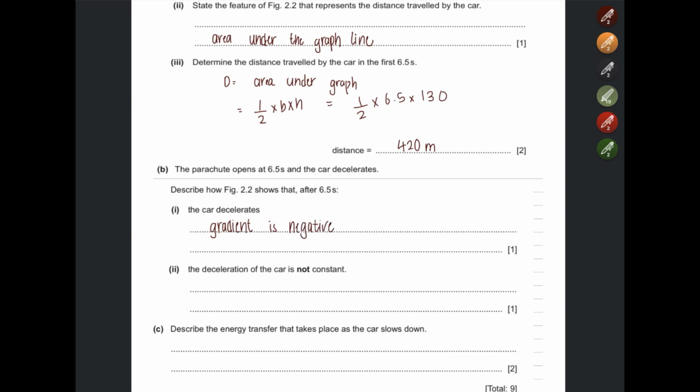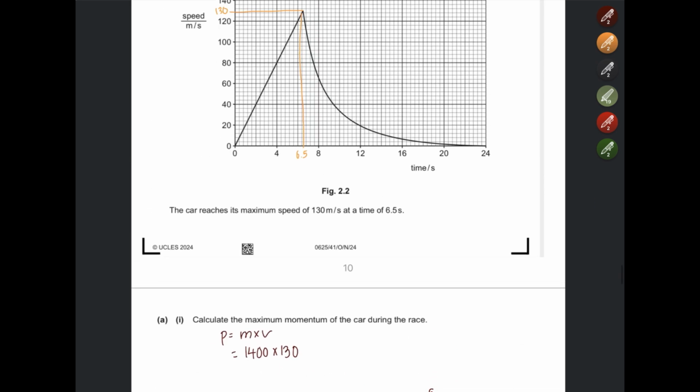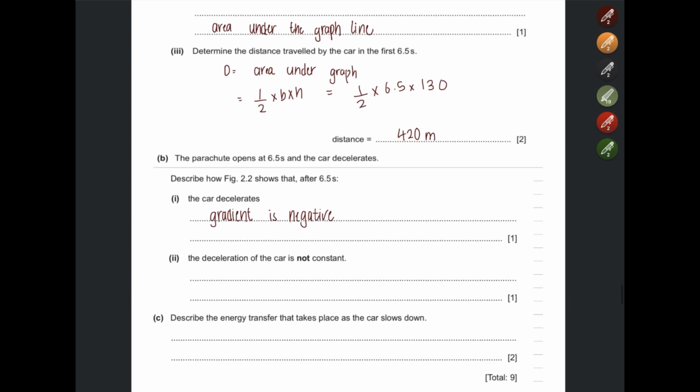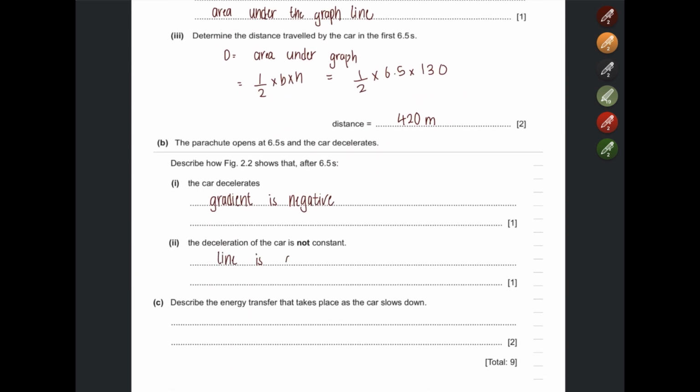Now, next question. The deceleration of the car is not constant. Okay. If you see, the line is curved. It's not a straight line. Therefore, deceleration is not constant. In the first half, we had a straight line. That is a constant acceleration. So we can say the line is curved. Next, describe the energy transfer that takes place as the car slows down. So at first it had kinetic energy because the car was moving. Kinetic energy is converted into internal or thermal energy.